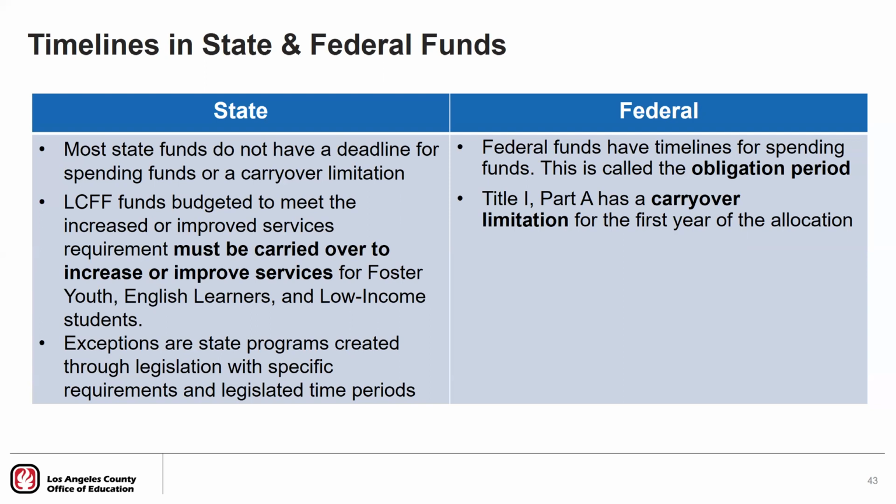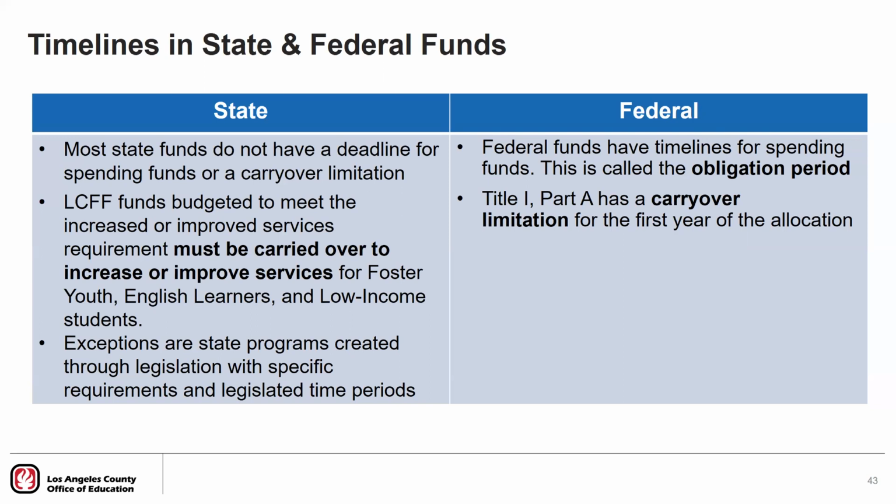This ensures that the resources are consistently directed towards enhancing educational outcomes. In contrast, federal funds, unlike most state funds, have defined spending timelines referred to as the obligation period. For most federal programs, the obligation period spans 27 months, which places a clear limit on when these funds must be committed to their designated purposes.